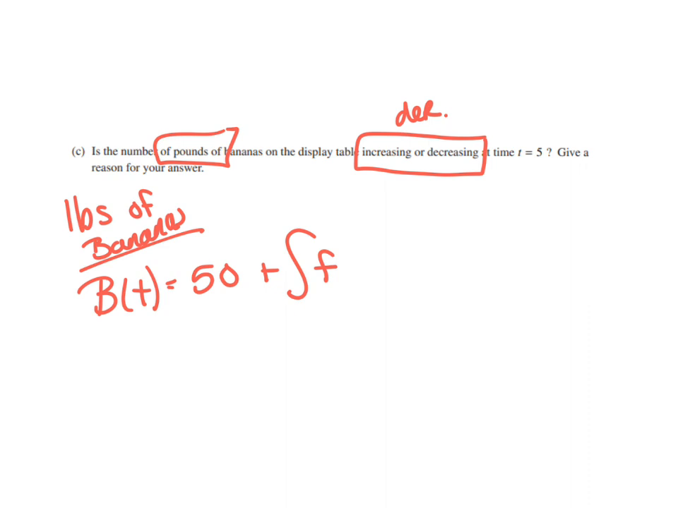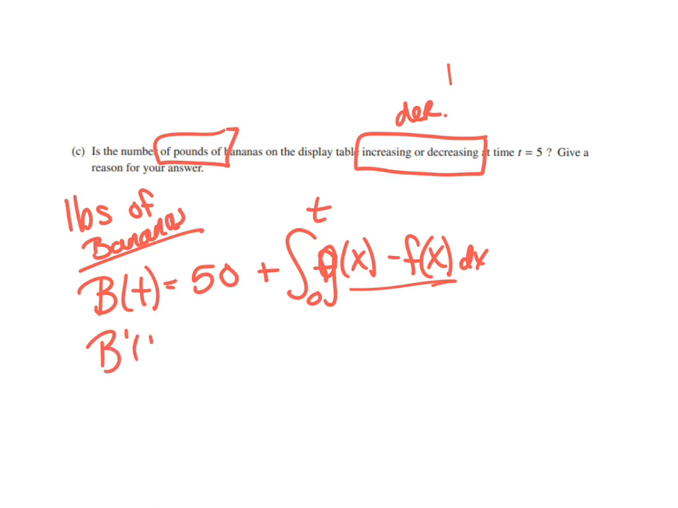Shoot, now I think f of t was the amount that's being removed. So g of x is the amount that's coming in, and f of x is the amount that's being removed. Why am I calling it x? Because my bounds are from 0 to t, and we need those to be two different functions. So right now, this should get me everything in terms of pounds of bananas, because both of these were in pounds per hour. So now everything's in pounds of bananas. So if I want to know if this function's increasing or decreasing, again, all I have to do is take its derivative. 50 becomes a 0, and this just becomes g of t minus f of t.